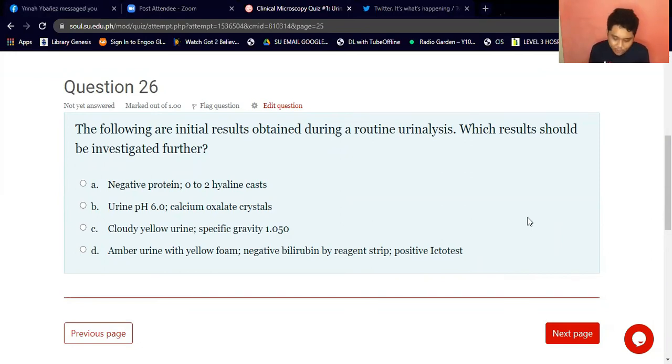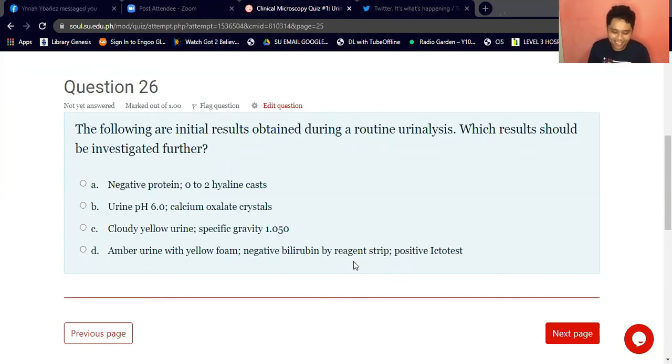Check. Letter B, urine pH of 6, calcium oxalate crystals. Is this consistent or dili? Consistent, sir. Yes, consistent. Because again, remember that your calcium oxalate is acidic. So therefore, this is consistent. Letter D na lang. Amber urine with yellow foam, negative sa bilirubin pero positive sa ictotest. Is this consistent or dili? Dili, sir. Not consistent. Okay, all right.